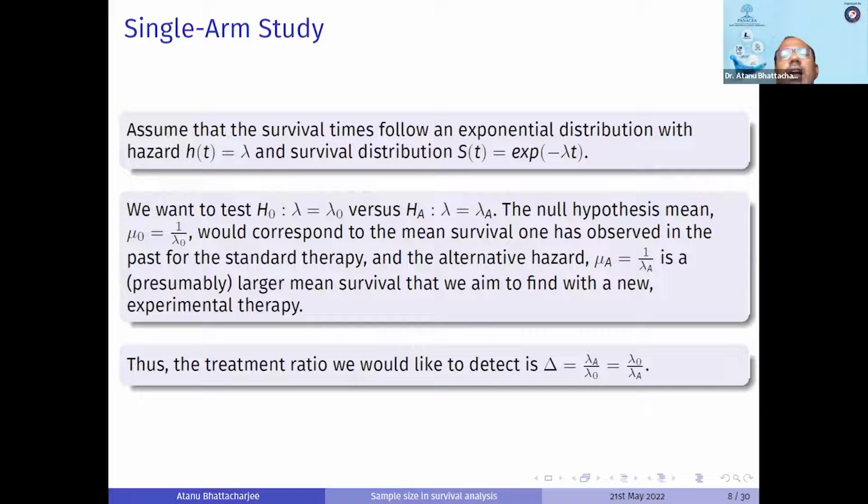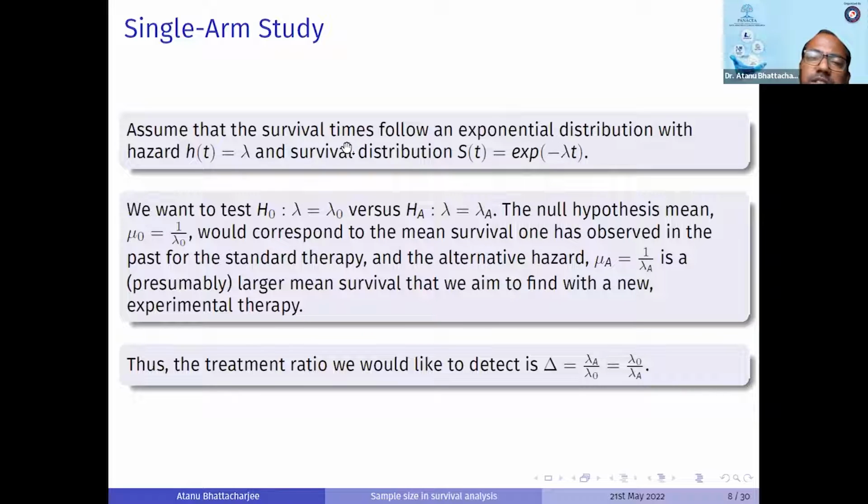Now let's come to the single arm study sample size calculation. Assume that the survival time follows an exponential distribution with hazard rate h(t) at a particular time point as lambda, and the survival distribution is expressed in the exponential form like that. It's basically a function. Don't worry, it's only a function, and it follows a particular distribution.